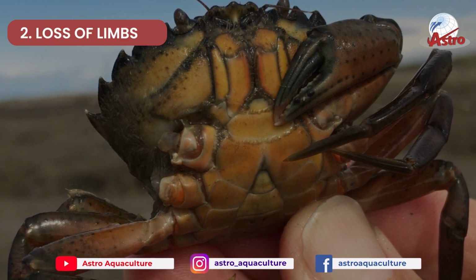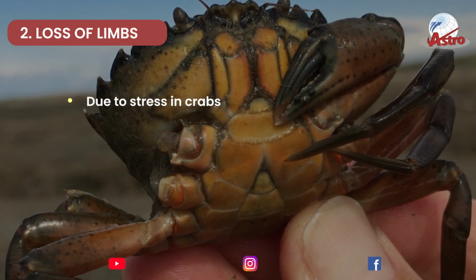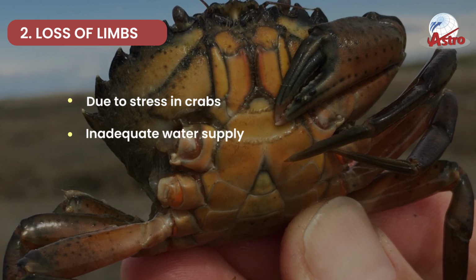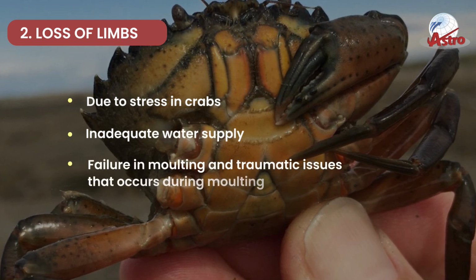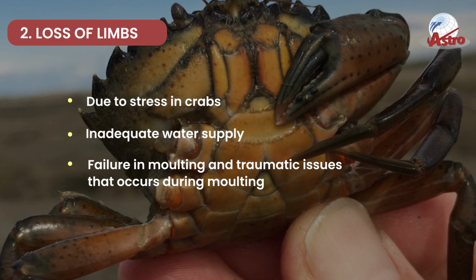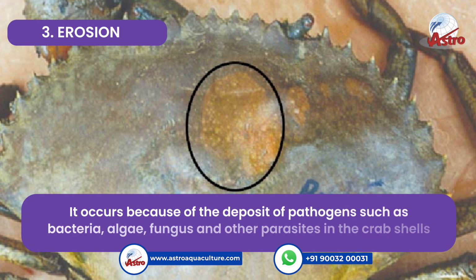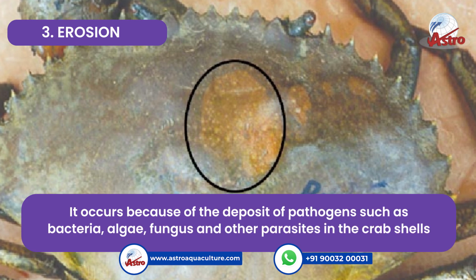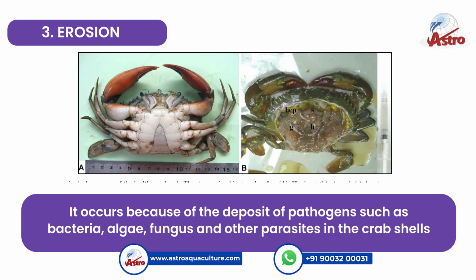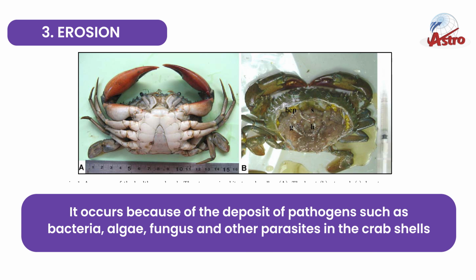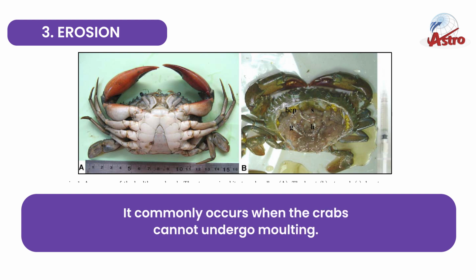2. Loss of limbs. Due to stress in crabs, inadequate water supply, failure in molting, and traumatic issues that occur during molting. 3. Erosion. It occurs because of the deposit of pathogens such as bacteria, algae, fungus and other parasites on the crab shells. It commonly occurs when the crabs cannot undergo molting.